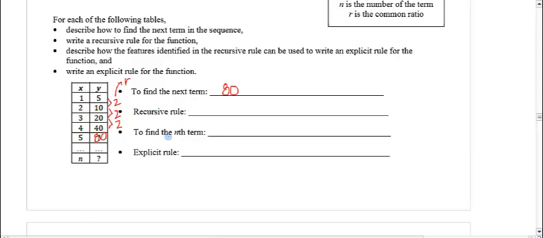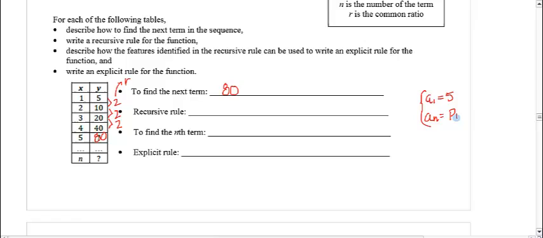So now we need to write a recursive rule. Right off on the side, just so we're used to it. This is just set notation, meaning that there's two parts to our recursive rule. The first part then is the first term. So our first term in this case is going to be 5. So a sub 1 equals 5. And then we're going to write the nth term. Remember, we can write it two ways.